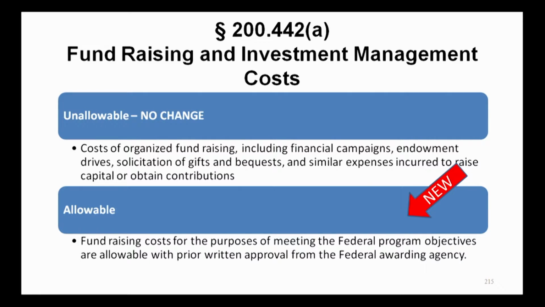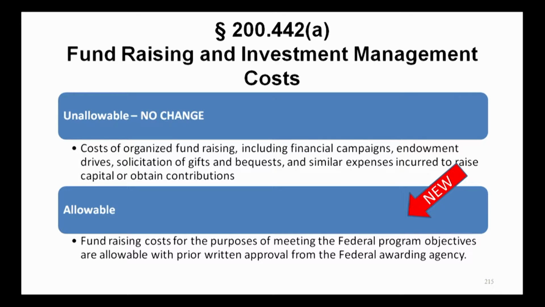442, paragraph A. New item of cost for us is fundraising and investment management cost. So two parts to that. Allowable, which is not the part that's unallowable, hasn't changed. So costs of organized fundraising, capital drives, endowment drives, solicitation of gifts, bequests, all of those costs incurred to do that type of fundraising is unallowable. So that's not a change. What's changed is this, what would be allowable.